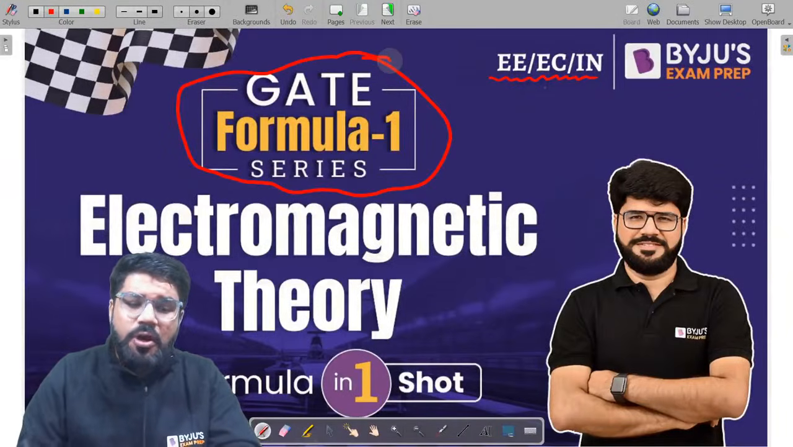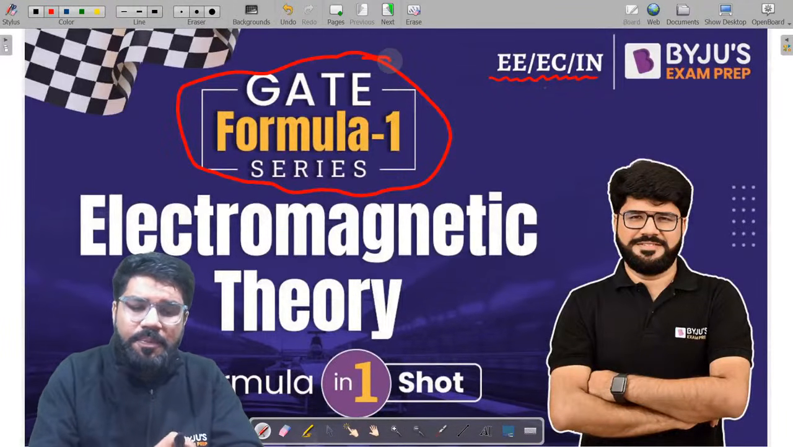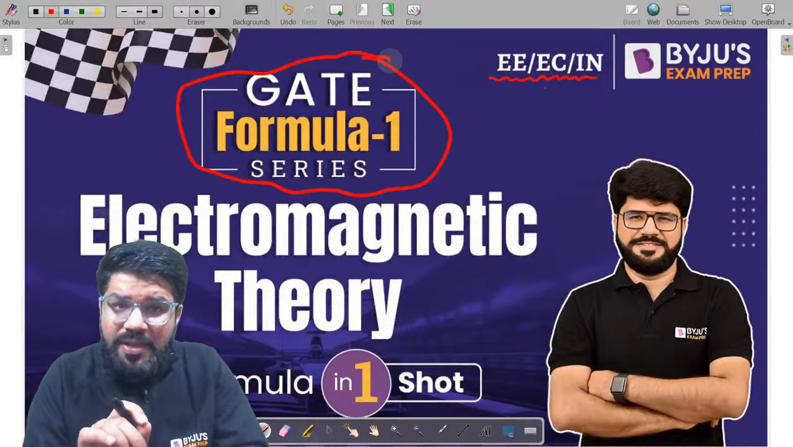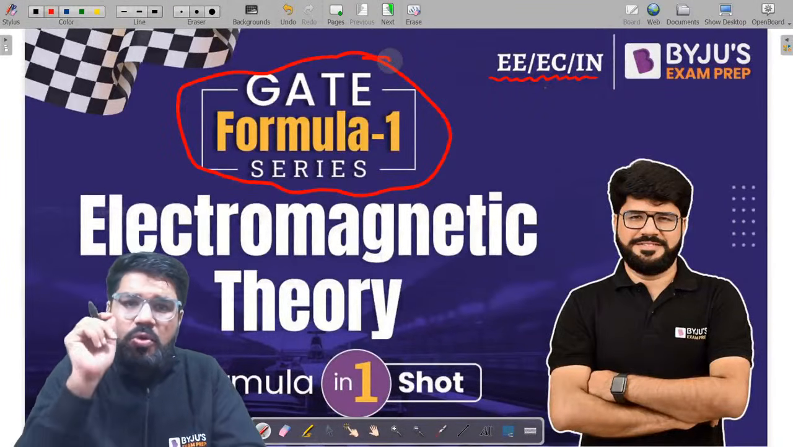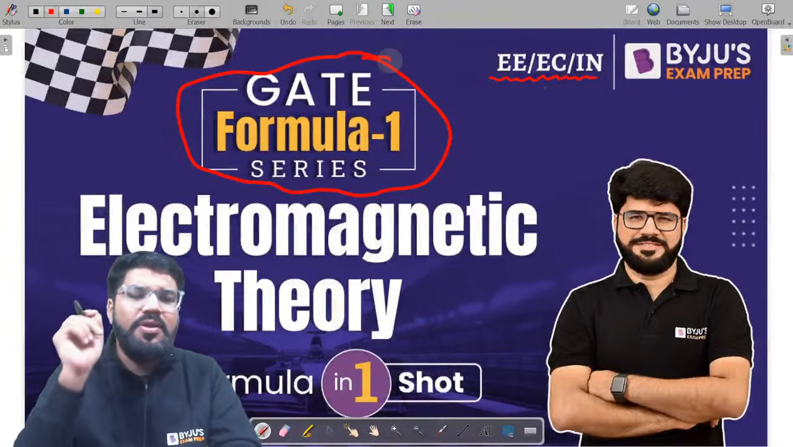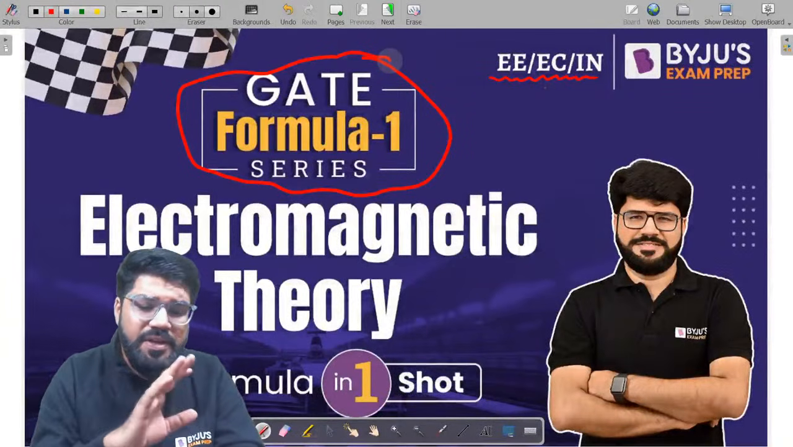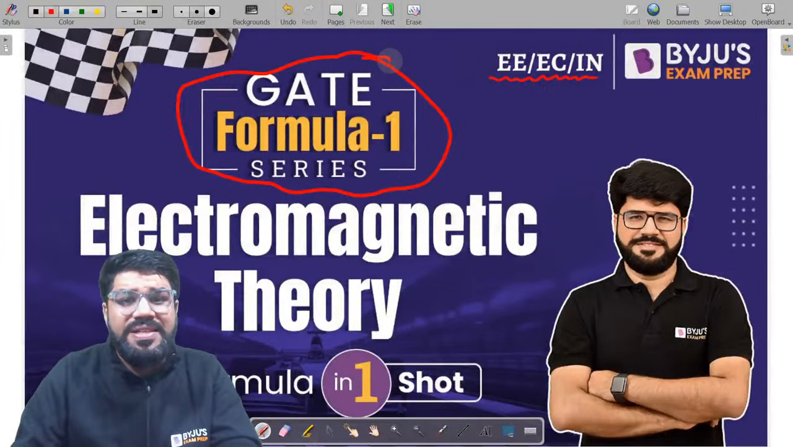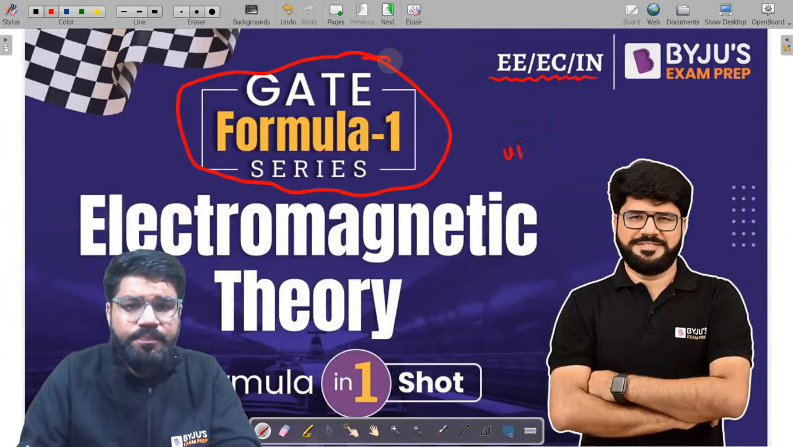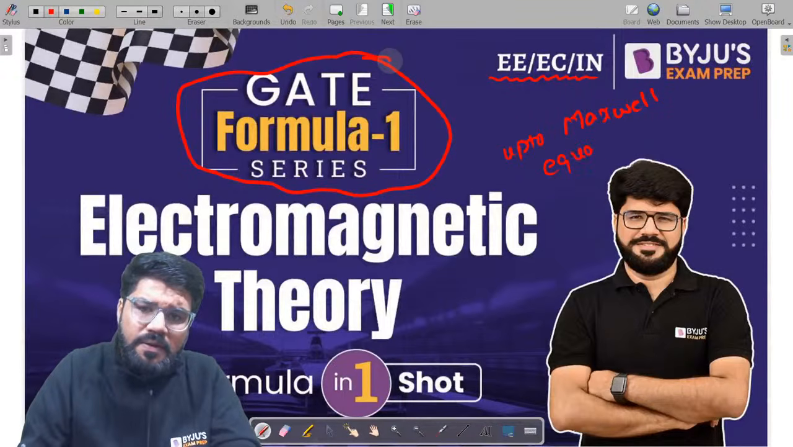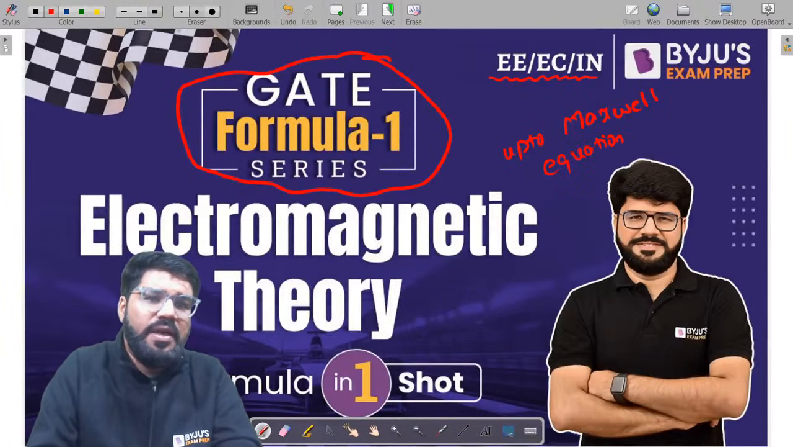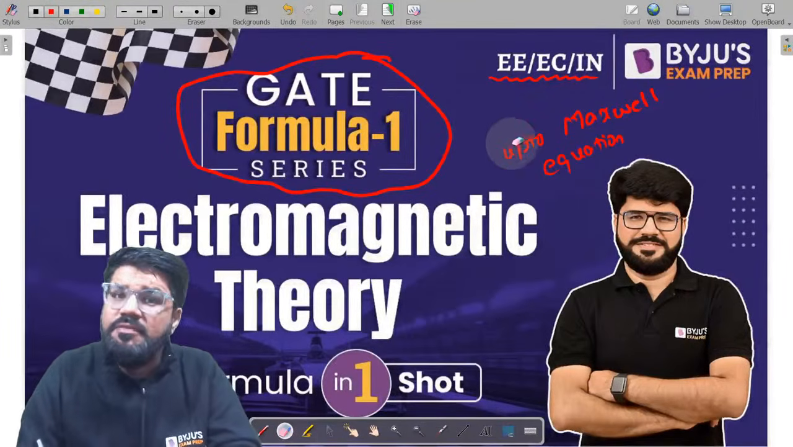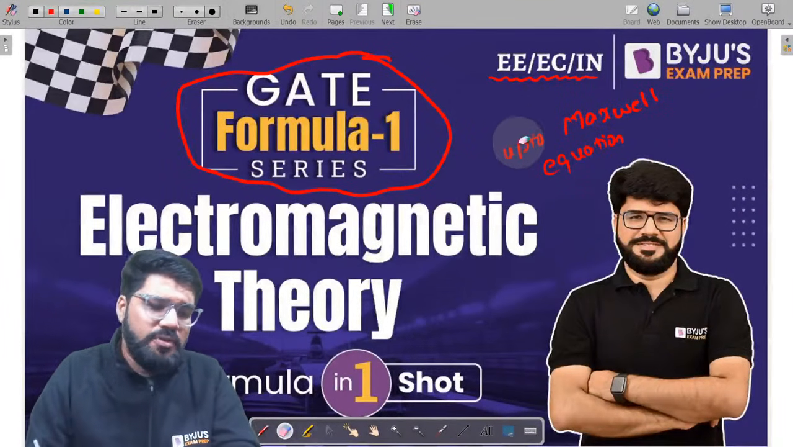The topics that we are going to cover today in this session of EMFT are the ones which are common to all EC, EE and IN. So electrostatics, magnetostatics, time varying fields and all those things up to the Maxwell's equation part. That is what we are going to cover, and then in another session we will take up the rest of the topics of electromagnetic theory.